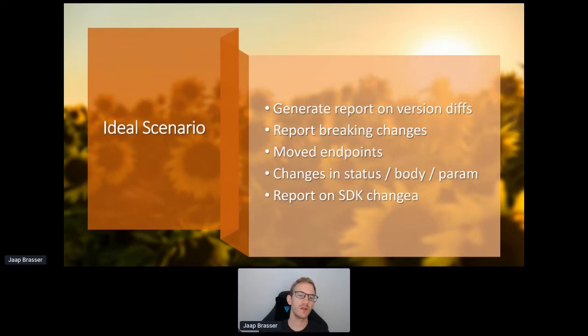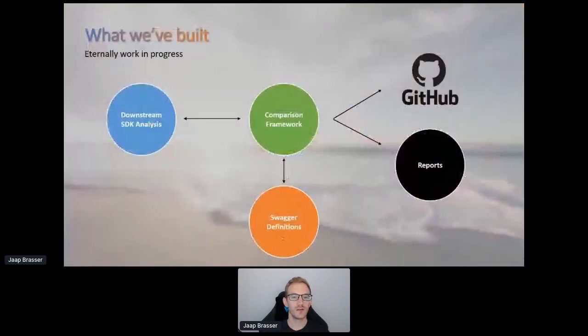So what we've built out is the following. The first thing I did was put together a comparison framework. What this framework does is it takes the Swagger definitions, or it can take the JSON format as well. It takes two versions. We can define whichever version we want it to take. So in this case, the latest version and the previous version. And it generates a report with all the breaking changes, with everything that's actionable right now.